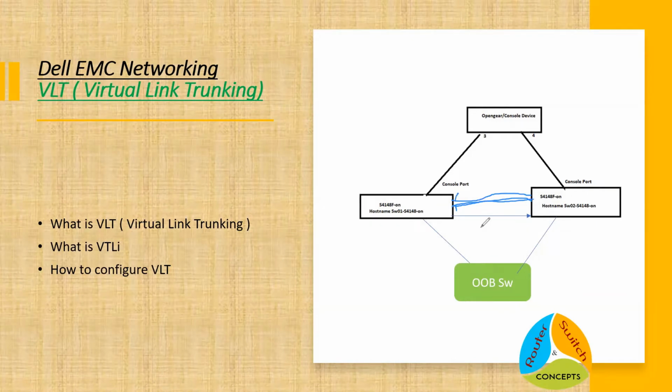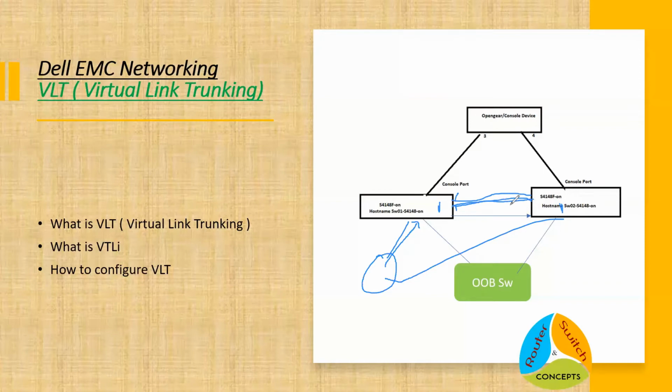So in VLT, what we will do is configure both sides of the devices, and the outside world, or let's assume any server, is connected here to both the switches. To this server, it will look like a single device, a single virtual device. So the data plane and control plane are basically merged in VLT.